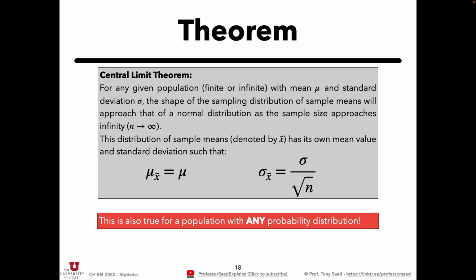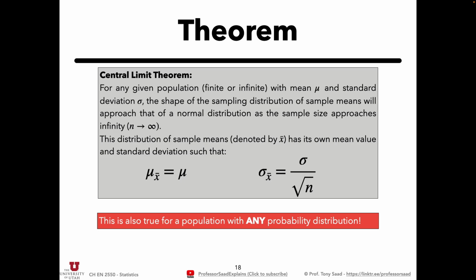No, it doesn't matter. The original population can be distributed however you like. It could have a pear shape, whatever shape you want. This result is still going to be true. How about we demonstrate that in Python?